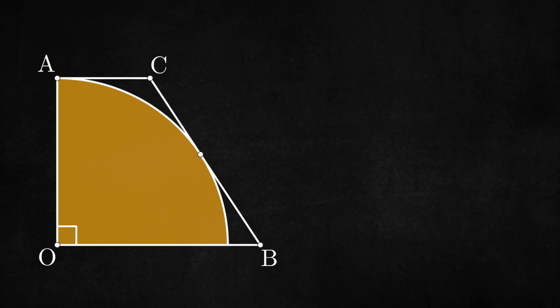A quarter circle is inscribed inside the trapezoid ACBO as shown. The quarter circle is tangent to the trapezoid at point T. If AC is 4 units and BT is 6 units, then what is the area of the quarter circle?